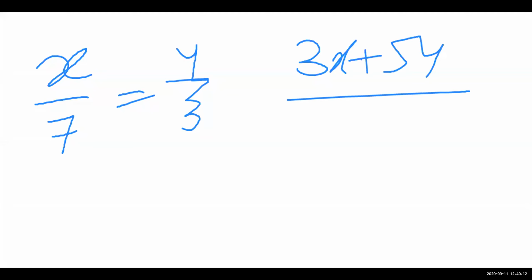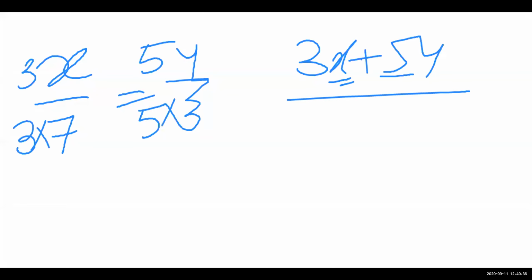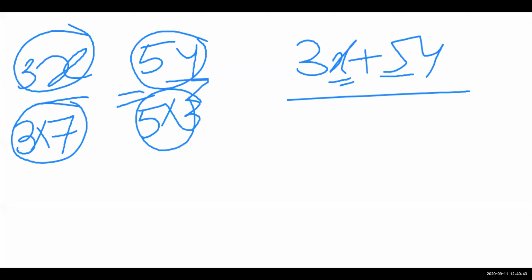That is your presence of mind, which property you have to use at that time. This x is multiplied by 3, so as we are multiplying the numerator by 3, the denominator also by 3. As y is multiplied by 5, the denominator is also multiplied by 5. What will you get? 3x upon 21, 5y upon 15.